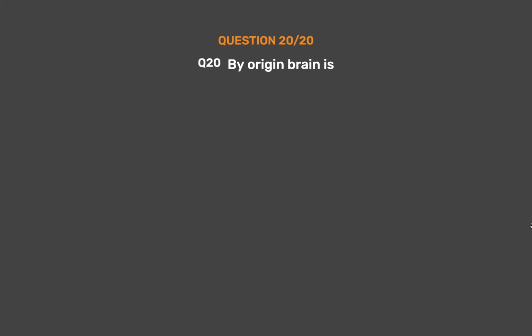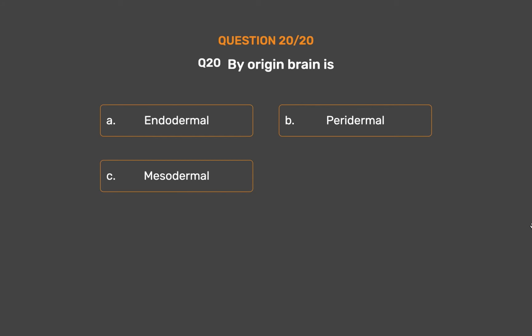Question number 20. By origin brain is: Option A, endodermal. Option B, peridermal. Option C, mesodermal. Option D, ectodermal. The correct answer is Option D, ectodermal.